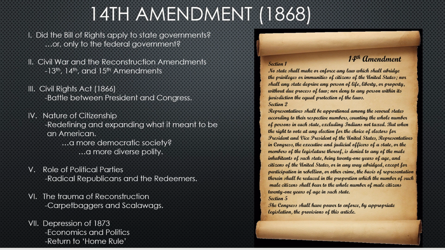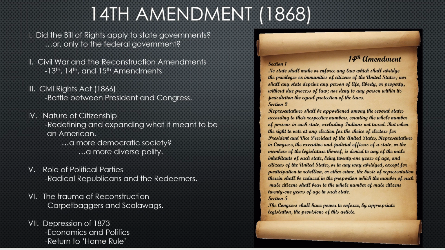That wasn't clear until the 14th Amendment, which came back and said, yes, actually the Bill of Rights does not only apply to the federal government, but also to the state governments. So state governments cannot violate the Bill of Rights. You can see how this is important, because it's now beginning to introduce and apply some of those protections of the Bill of Rights to African Americans and minorities.